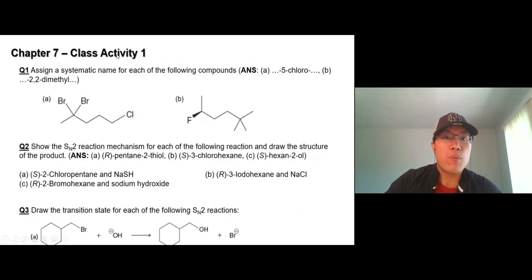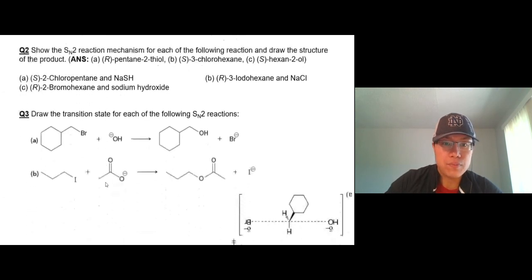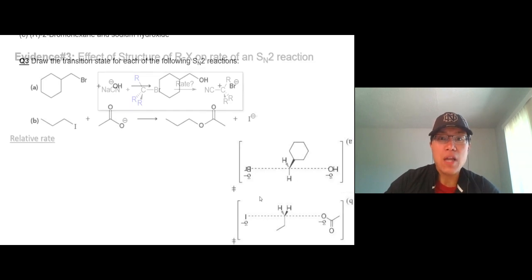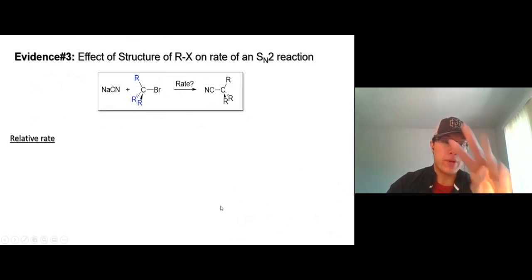We have a class activity, class activity 1, and 1, 2, 3. Now I have a partial key right here. In number 3, I asked you to draw a transition state for each SN2 reaction. That's the answer. Try drawing it by yourself first. Don't just look at the answer right away. All right, let's move on to evidence number 3. Next video.